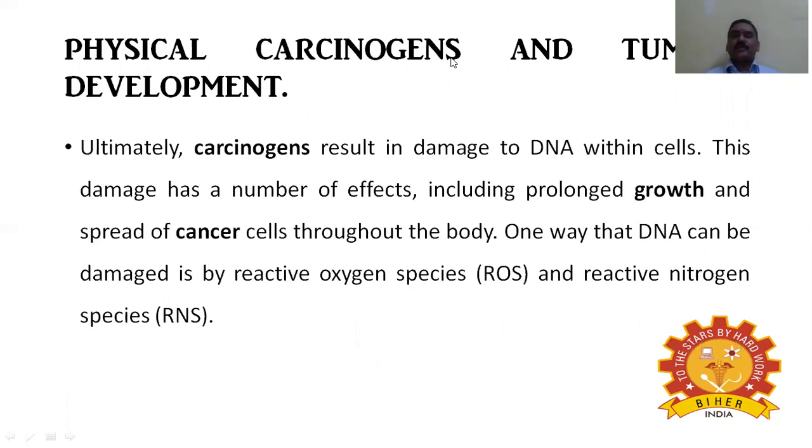Foreign bodies are observed to cause tumor development. The physical carcinogens and tumor. Ultimately, the carcinogens result in damage to the DNA within the cells. This damage has a number of effects, including the prolonged growth and spread of cancer cells throughout the body, that is metastasis. One way that DNA can be damaged is by ROS. What is ROS? Reactive oxygen species and reactive nitrogen species, or RNS.